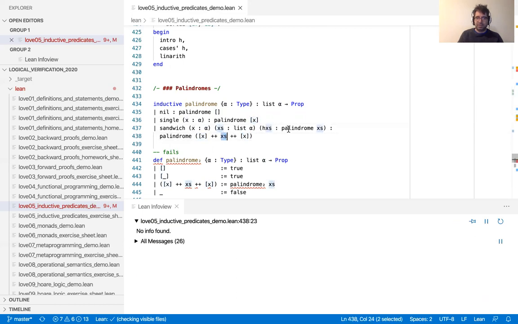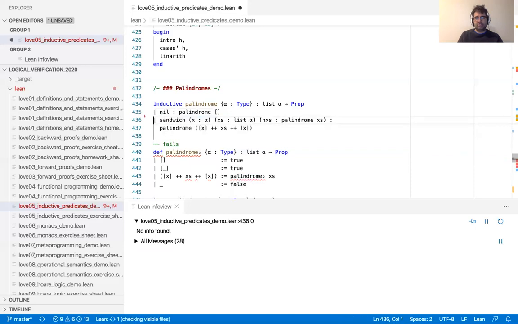And how do I know that xs is a palindrome? Well, because I have a hypothesis here that requires it. Well, then that's also a palindrome. And it's very important to have the second case, because if you just have the first and the third case, then you can only have even length palindromes. There's no way to say that a list of length 1 is a palindrome or a list of length 3.